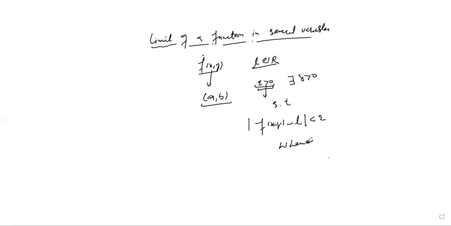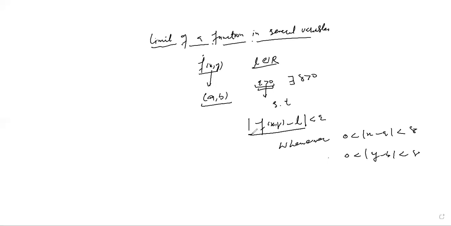whenever modulus of x minus a is greater than 0 but less than delta, and in the same, modulus of y minus b is less than delta but greater than 0. So if these conditions are followed, then we can say that the limit of a function is L.